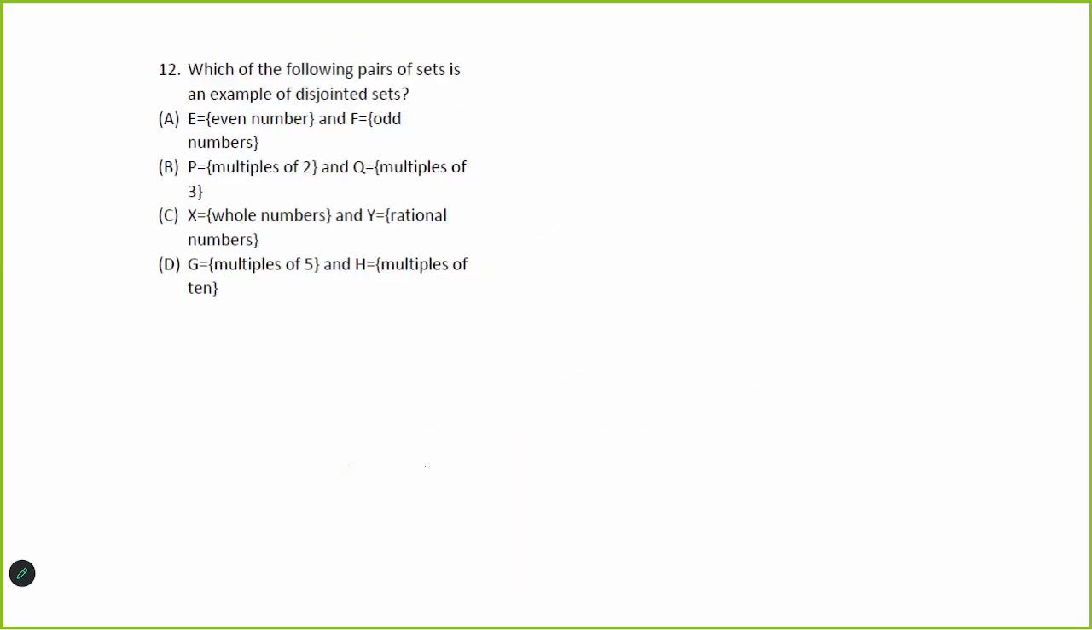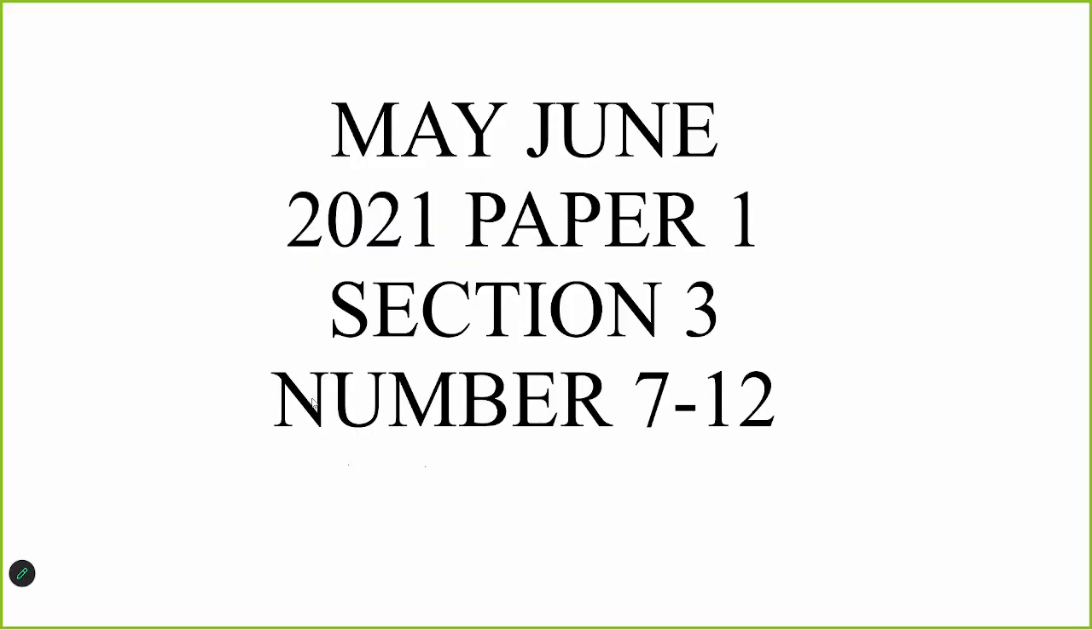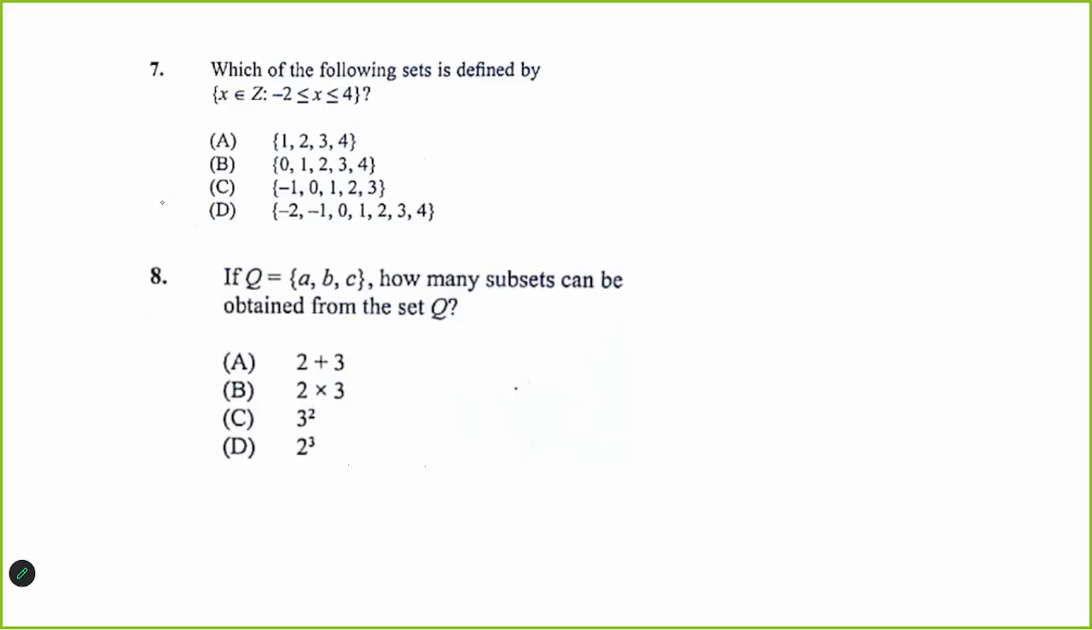Which of the following pairs of sets is a disjoint set? So next repeated question, that's even and odd numbers. Everybody good so far? Am I going too fast or can I speed it up a little bit? Yeah, so now we reach May, June 2021, paper 1. This one here, repeated question. This is the answer. We just now did it.